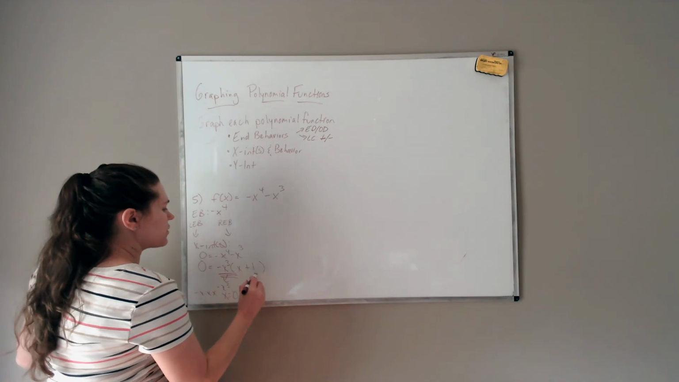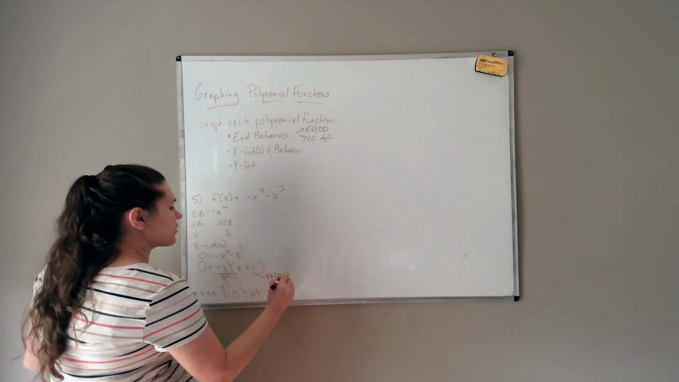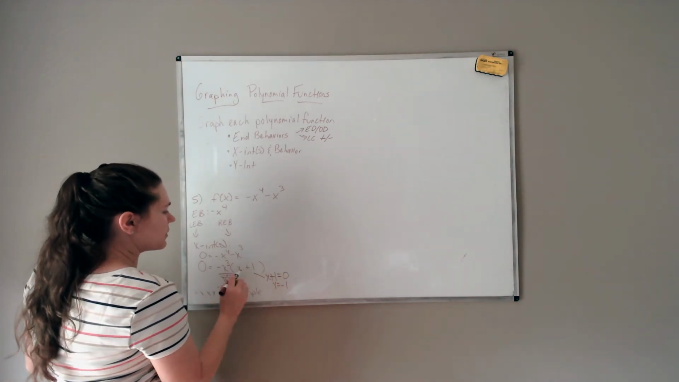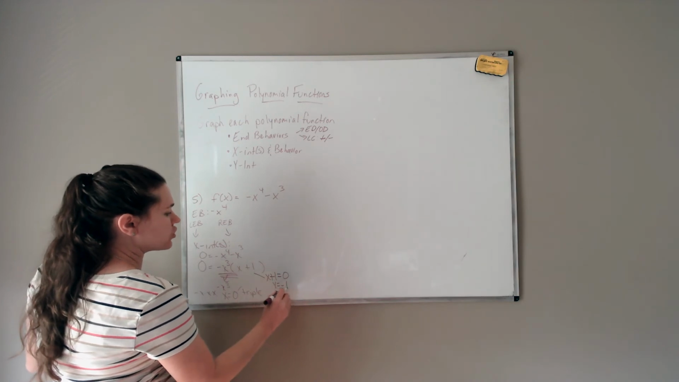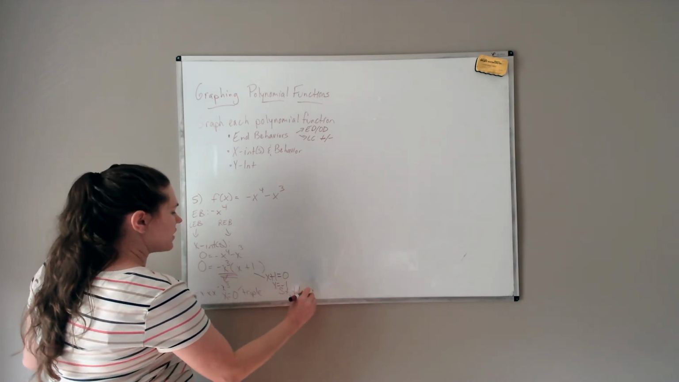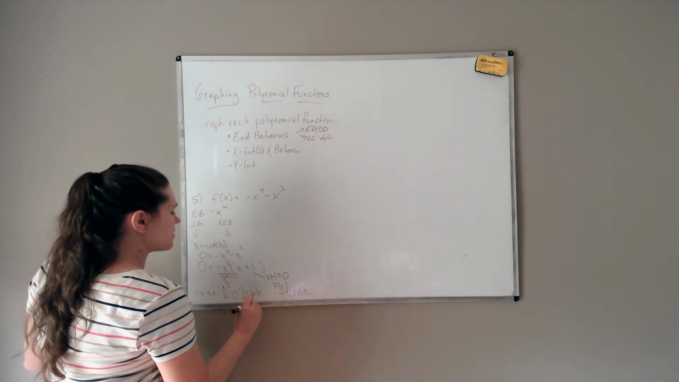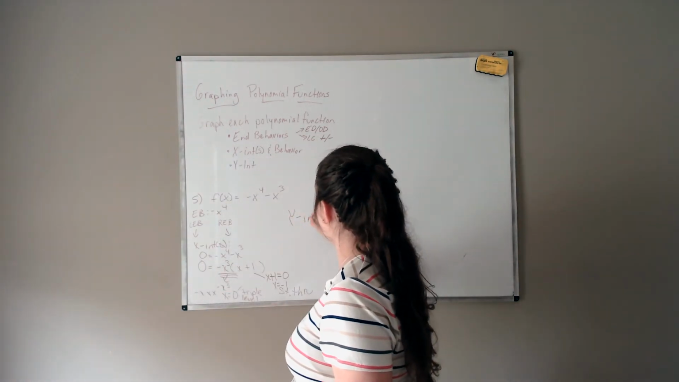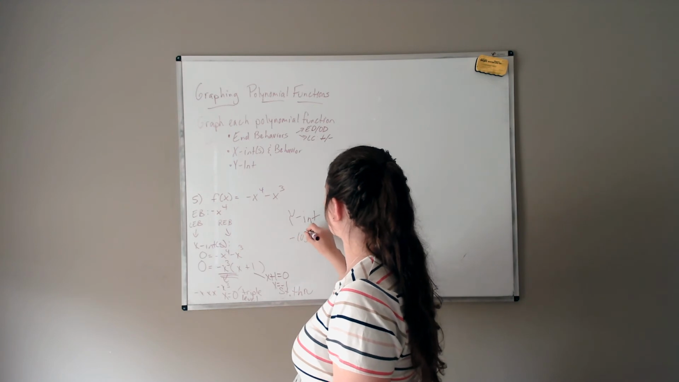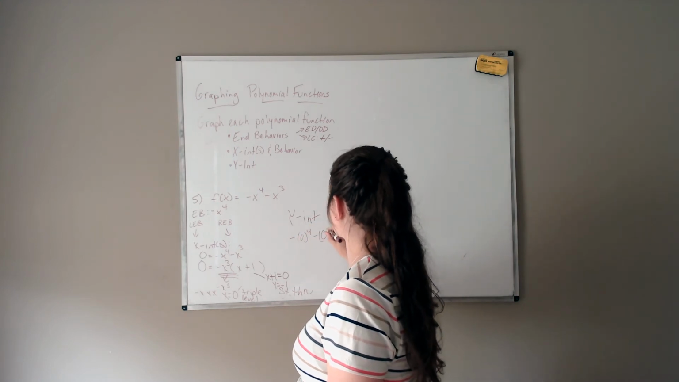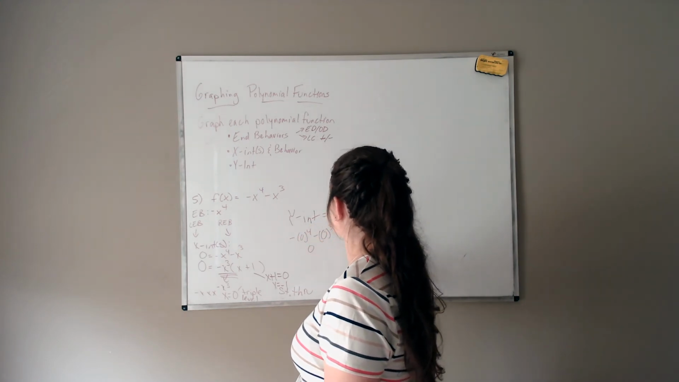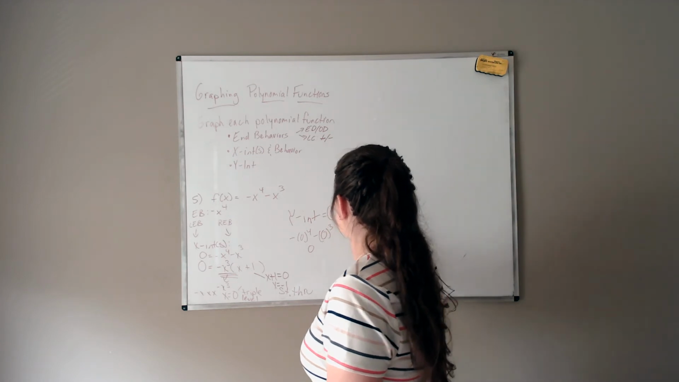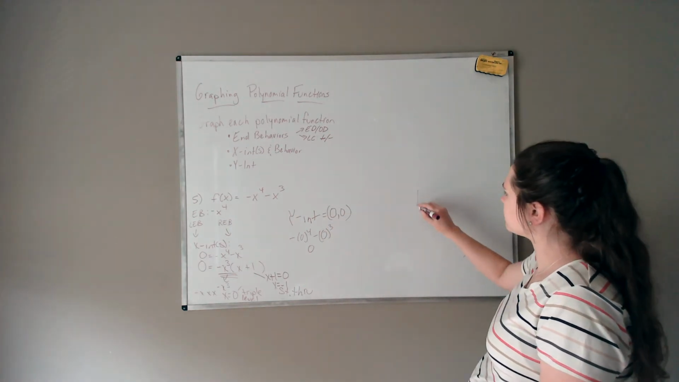Then you have x plus 1. What makes that 0? Negative 1. How many times do you have this factor? Once. So this is straight through. But at 0 you have that level behavior because you have a triple root. Then what's the y-intercept? Negative 0 to the 4th minus 0 to the 3rd. That's going to put you at 0. So the y-intercept would be the point 0, 0.